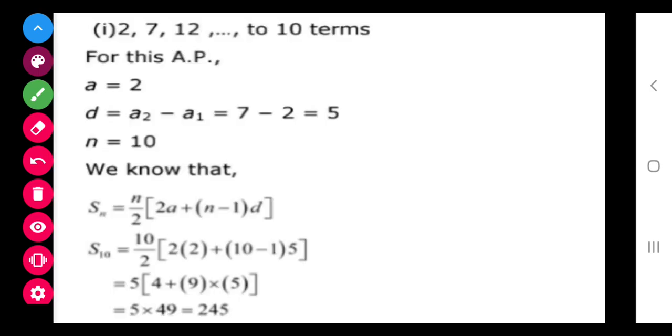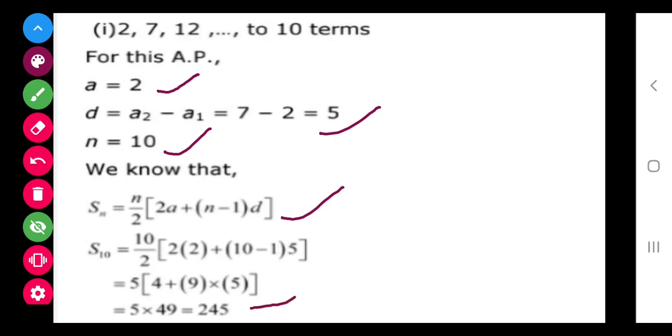So class, let's proceed. In this first part, a is equal to 2, d is equal to 7 minus 2, and n is equal to 10. After implementing this formula, substituting the values, you will get the answer.